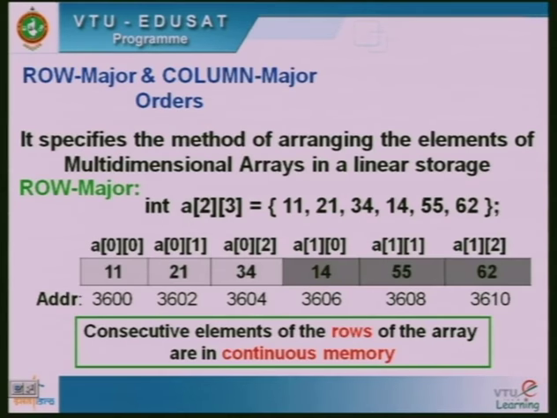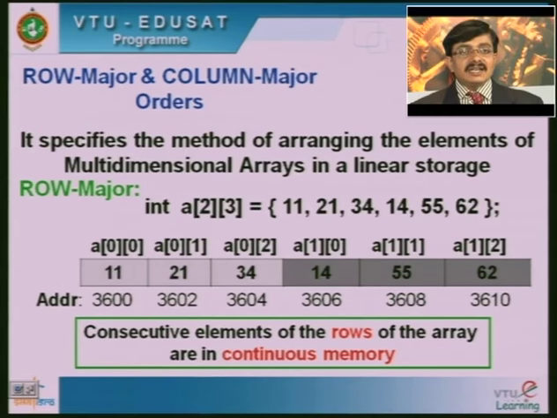Now, there are two concepts of how exactly arrays are stored in memory: row major and column major orders. Row major and column major specify the method of arranging the elements of multi-dimensional arrays in a linear storage. Ultimately, arrays are stored in a linear fashion, in a continuous memory area. But whether I store row wise or column wise matters a lot. If I store row wise, I call it row major, and if column wise, column major order.